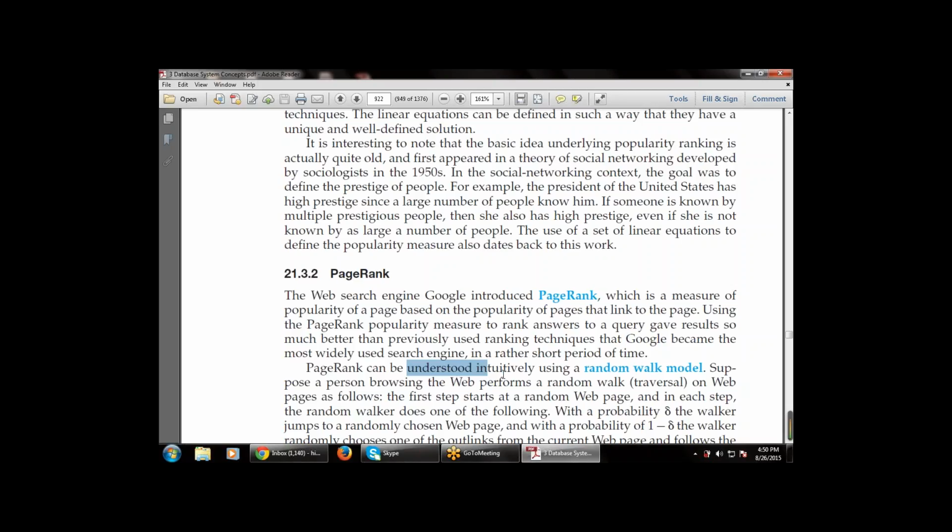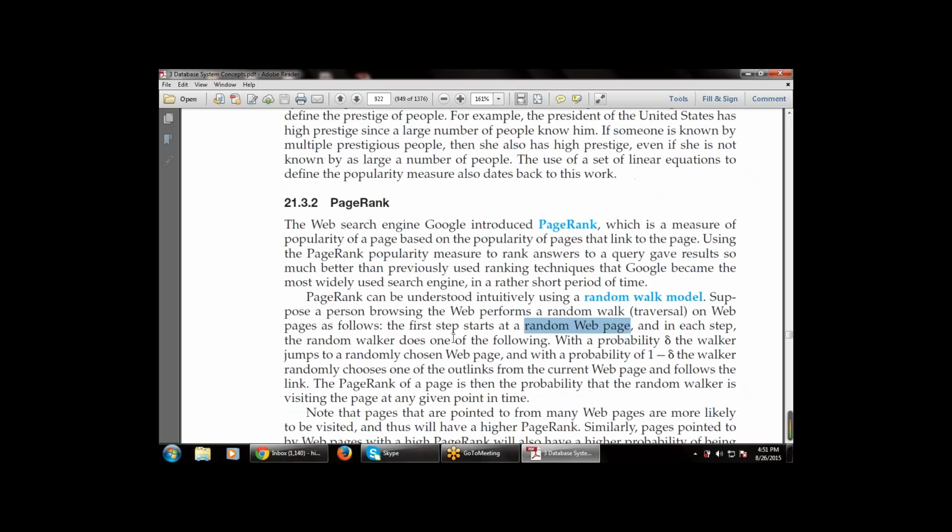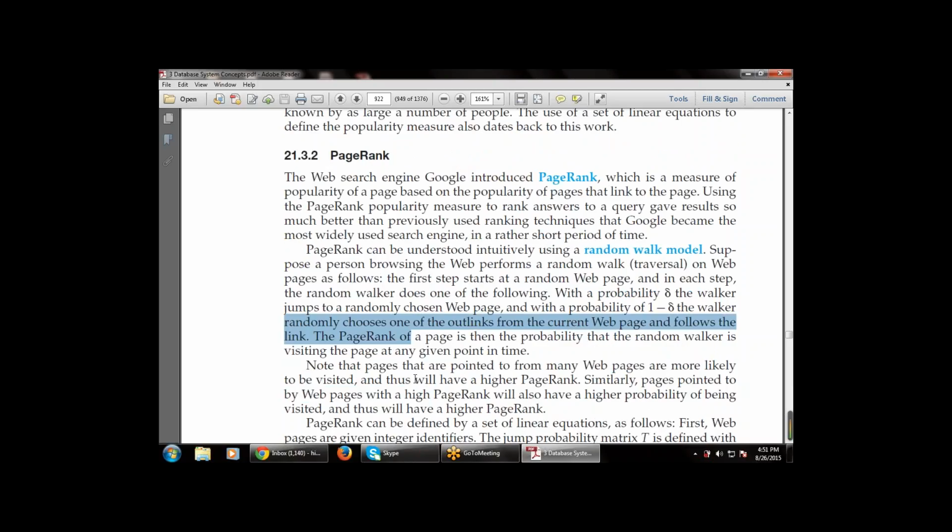PageRank can be understood intuitively using a random walk model. Suppose a person browsing the web performs a random walk, that is, a traversal of web pages, as follows. The first step starts at a random web page. At each step the random walker does one of the following: with some probability the walker jumps to a random web page, and with the remaining probability 1 minus that, the walker randomly chooses one of the outlinks of the current web page and follows the link.